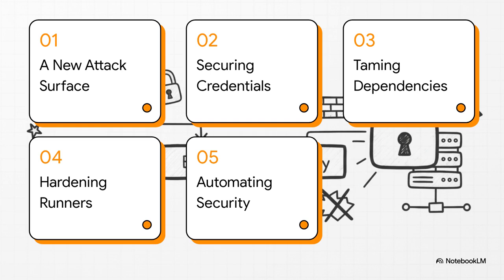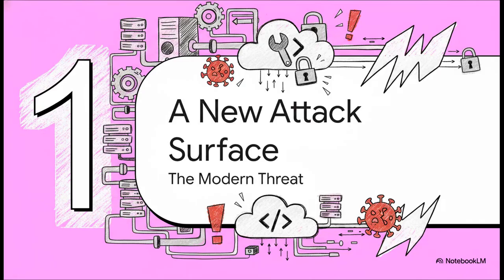We're going to walk through a complete roadmap for hardening your GitHub Actions. We'll cover credentials, those tricky dependencies, the runners themselves, and of course, how to automate your security so you can actually scale it. Okay, first things first, let's really get a handle on the real-world risks we're facing here.